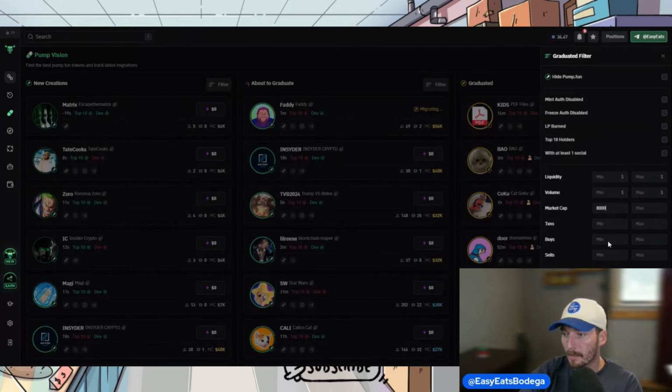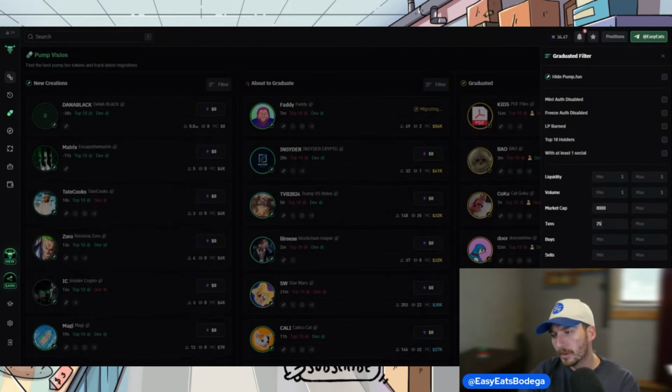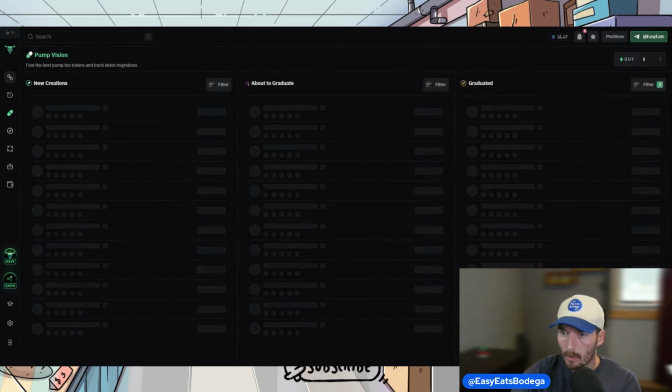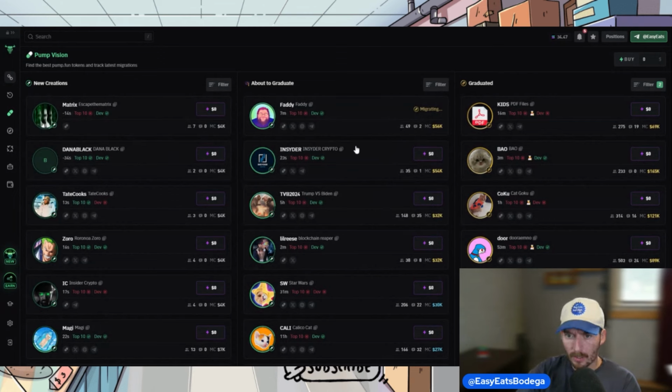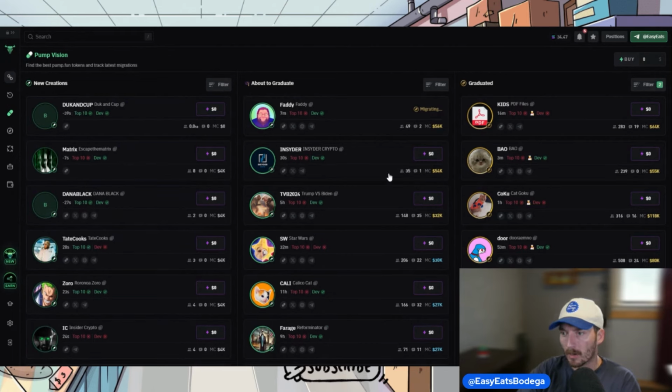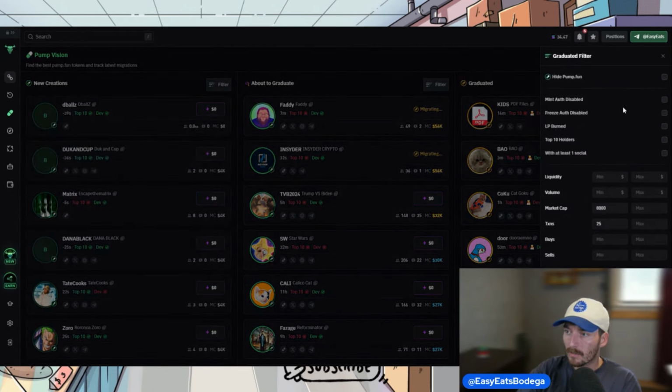I like to just look at market cap. And honestly, we'll go with like 25 transactions. So you want a little bit of volume, a little bit of liquidity, a little bit of movement here. Now that we applied those filters, we can see the ones that have 25 transactions, at least an 8K market cap. And that's filtering. You can filter by each of these.